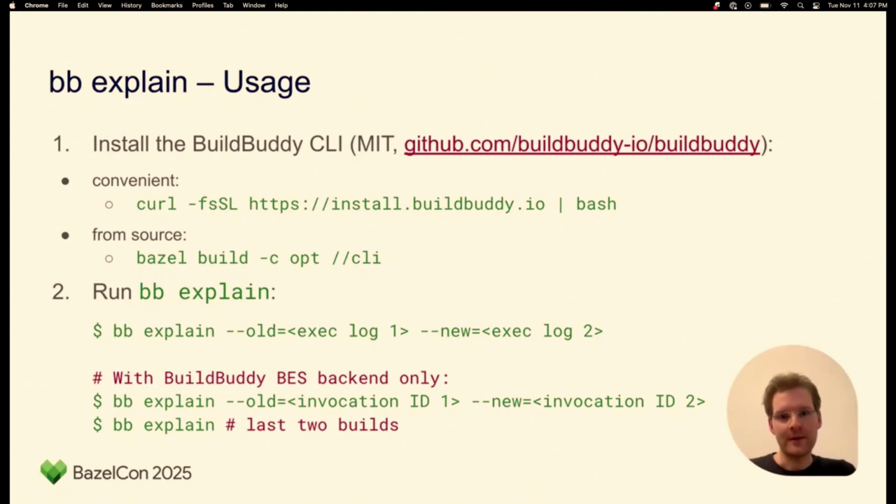If you do have a BuildBuddy account and you use our BES backend, then you get some extra smarts. Like you can specify invocation IDs from which the execution log is then fetched, or you can just run BB Explain without arguments, and that will automatically diff the last 2 builds that you did with BB. That's all nice, but as I said, it's not necessary. You can just download it and use it for its ultimate purpose.